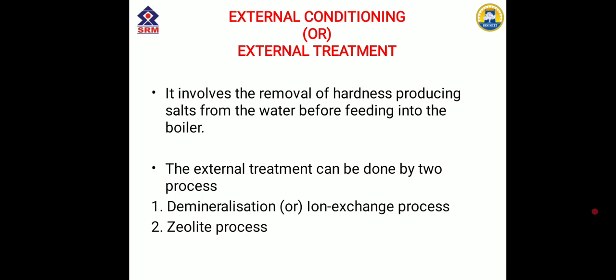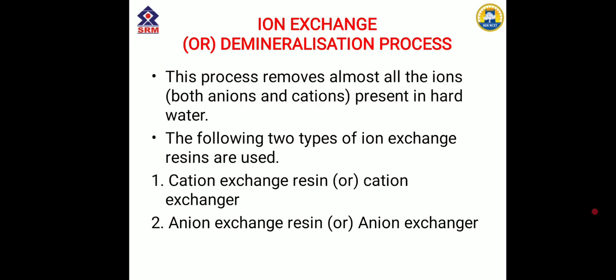The external treatment can be done by using two processes. First one is the demineralization process or ion exchange process. Second one is the zeolite process. In this we are going to see about the demineralization process. In this process, it removes almost all the anions and cations present in the hot water.